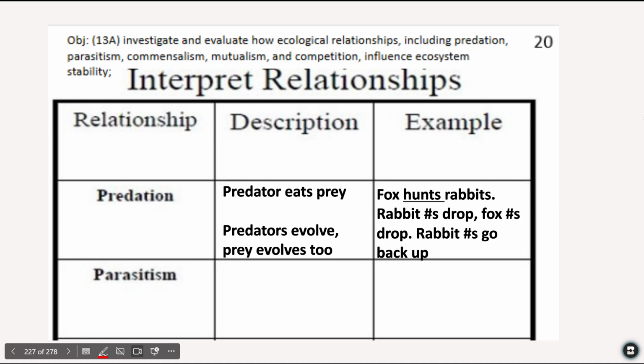For our example, we mentioned a predator-prey relationship. A fox hunts a rabbit. So keyword there is hunting, right? They're eating. The rabbit numbers drop, which makes the fox numbers drop. The rabbit numbers go back up after the fox numbers drop.